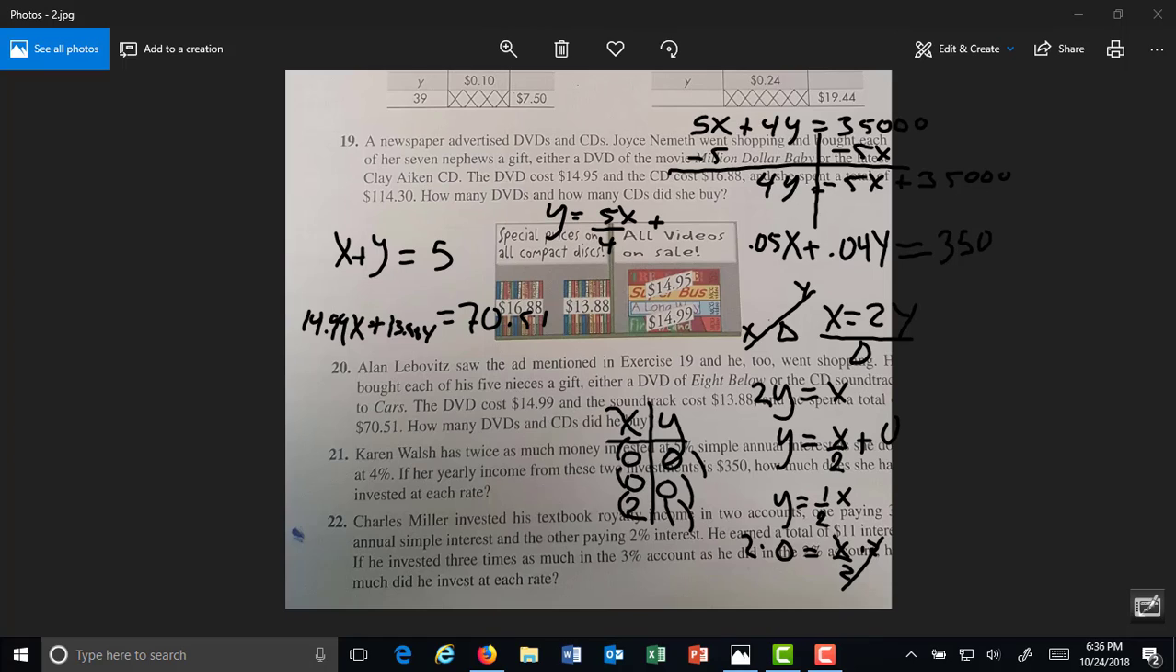So 4 goes into 35, 4 goes into 350. 8 times 4 is 32, bring it down, then what does it go? 8,750. It's going to be 35,000, so you get the idea. 8,750. Okay, so that's line 2.